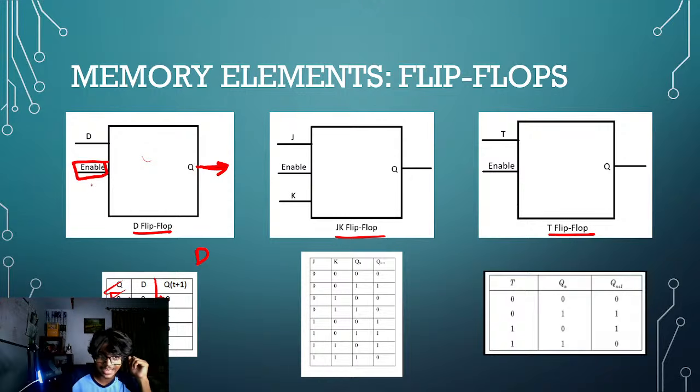if my enable is 0, it doesn't matter what my D is. My Q will hold. It doesn't matter what my D is. My Q will just hold the value it's at right now. If you're giving 0 to an enable, you're essentially asking it to do nothing. Whatever value Q is at, you're just going to ask it to hold it, no matter what. Only when enable is 1 does D affect the value of Q.